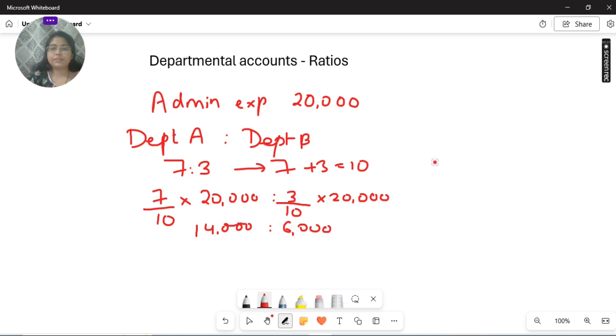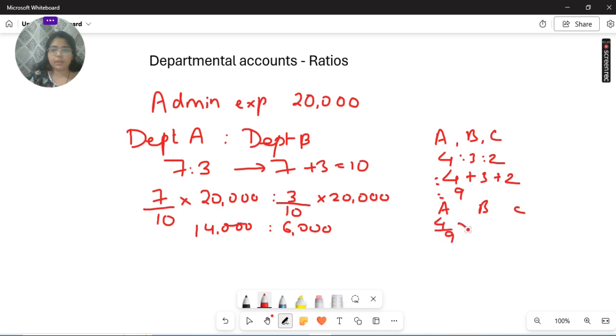Similarly, if there were say 3 departments, Department A, B and C, and the ratio was 4:3:2, first we are going to add 4 plus 3 plus 2. That comes up to 9. Then for Department A, it's going to be 4 divided by 9 into the amount, 3 divided by 9 into the amount, and 2 divided by 9 into the amount. So this is how you do your ratios.